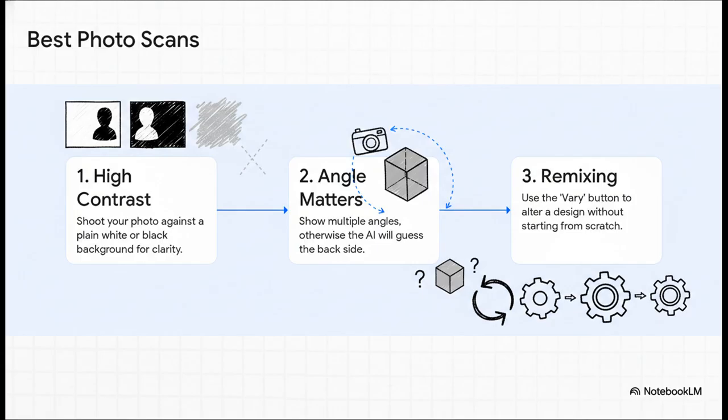So, you want to get the absolute best scans from a photo? Here's the playbook. 3 simple steps. First, high contrast is your friend. Put the object against a plain white or black background. Second, angles matter. A lot. You got to show a few different sides. Because remember, the AI has to guess what the back of it looks like. And third, use that Vary button in your gallery to tweak and remix a design without having to start from scratch.